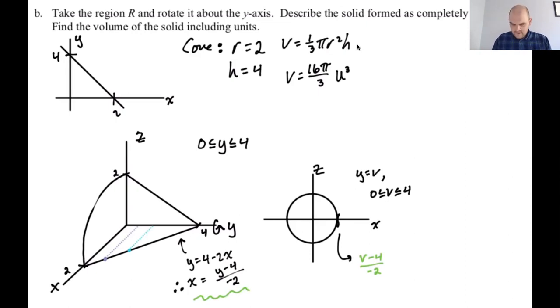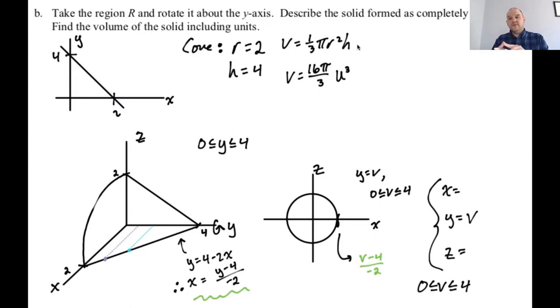I appreciate that. So let's do this. Here's the equation that I think we're going to get. X will equal something, Y will equal something, Z will equal something. We're saying that Y is equal to V, and we have already said that V is between 0 and 4. Now, once we know what V is, we automatically know the radius of our circle. So X is the radius of our circle times cosine of t, and then Z is the radius of our circle times sine of t.